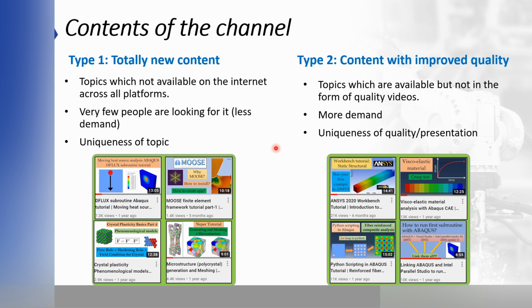Now there are two types of videos on this channel. One, you can say, is totally new content. These are videos about topics which are not available on the internet across all platforms. Some examples are shown over here. So one advantage of making these kinds of videos, which no one ever did before, is that definitely someone who is looking for it will come to your video.